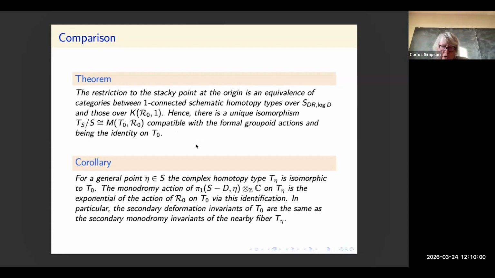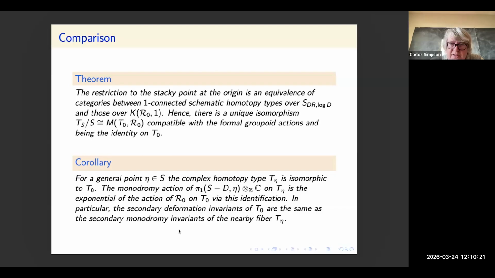And so what's the corollary? The corollary is that suppose we have the homotopy type of the fiber, then the nearby fiber with its monodromy action is going to be isomorphic to the homotopy type of T0 with the action of R0.